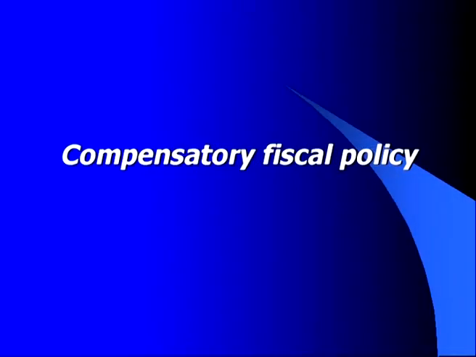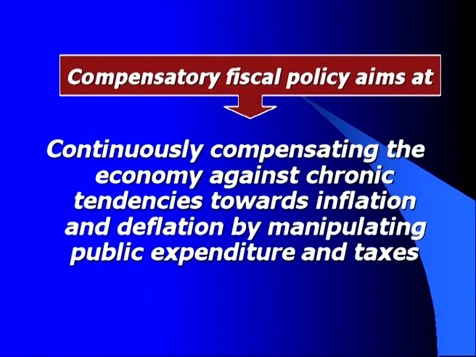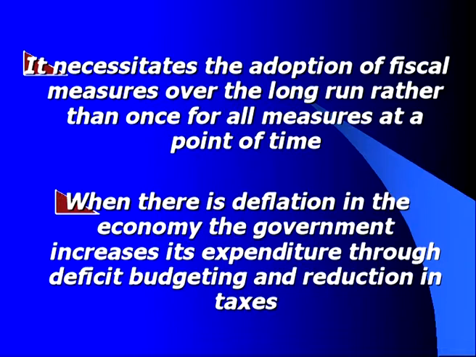Let us discuss the compensatory fiscal policy in detail. The compensatory fiscal policy aims at continuously compensating the economy against chronic tendencies towards inflation and deflation by manipulating public expenditure and taxes. Therefore, it necessitates the adoption of fiscal measures over the long run rather than once for all measures at a point of time.